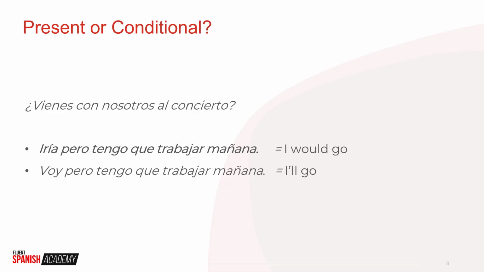Would you say, iría al concierto? Or would you say, voy al concierto? Well, it's quite simple really. If you've decided you're not going and you simply need an excuse, then you'll say, iría, pero tengo que trabajar mañana. I would go, but I have to work tomorrow. So basically, I can't. However, if you just use the present tense, or voy, then you'd be saying, I'll go, but I do have to work tomorrow. So you're committed. You see the difference? ¿Ves la diferencia? Es importante, ¿no?